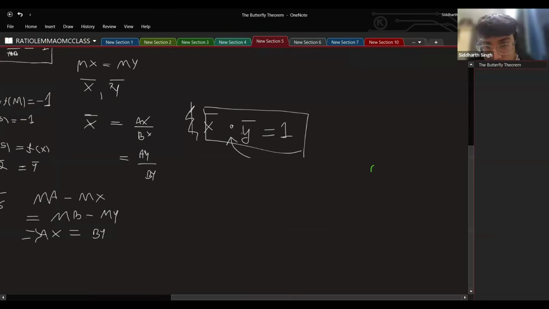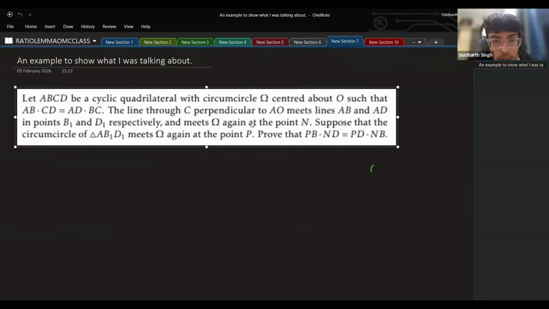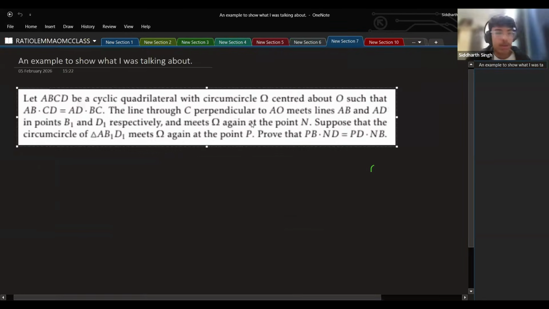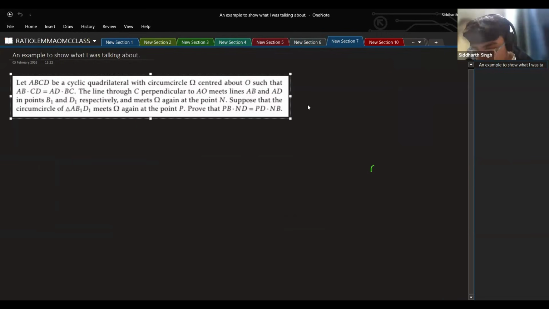Where's the slide? Okay, nice. So try this problem for 10 minutes. Just try to understand this problem. Okay, I'll just give a hint right now. Try to convert this into ratio lemma terms.